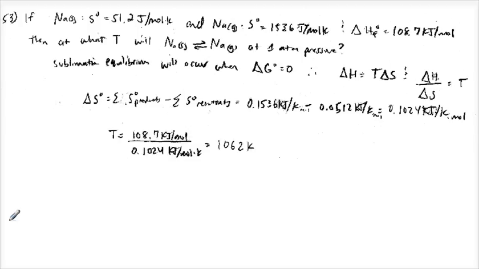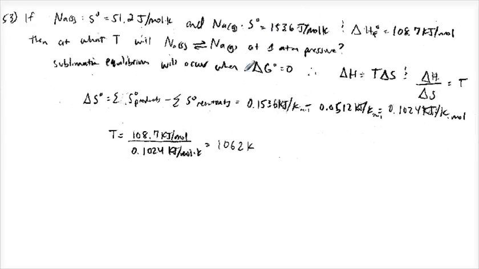In problem 53, it's a similar problem to the previous one. You're told that you're dealing with solid sodium, and it has an entropy, a given value of 51.2 joules per mole per Kelvin, and then gaseous sodium with an entropy of 153.6 joules per mole per Kelvin. Makes sense that it's a higher entropy because it's a more disorganized state. You're also given that gaseous sodium has an enthalpy of formation of 108.7 kilojoules per mole. They want to know what temperature will you have an equilibrium between solid and gaseous sodium. In other words, when will it sublime, go directly from solid to gas, if the pressure is 1 atmosphere. It's a standard pressure right there.